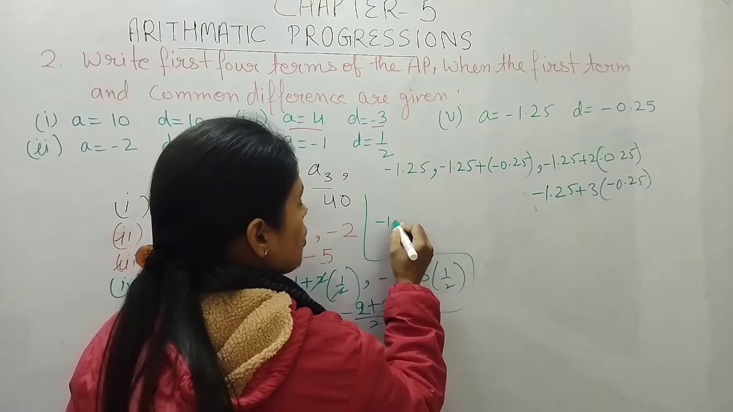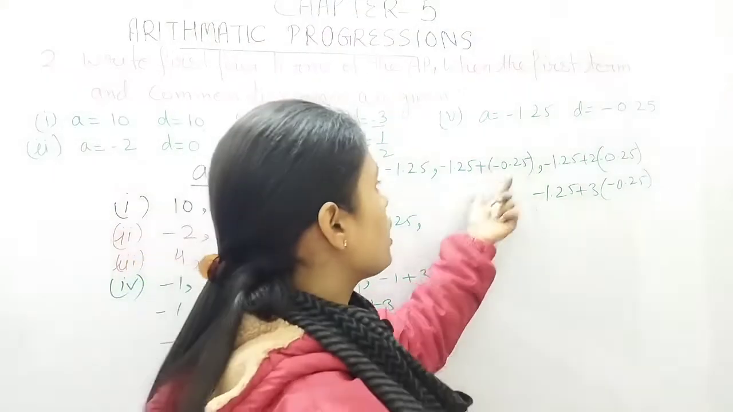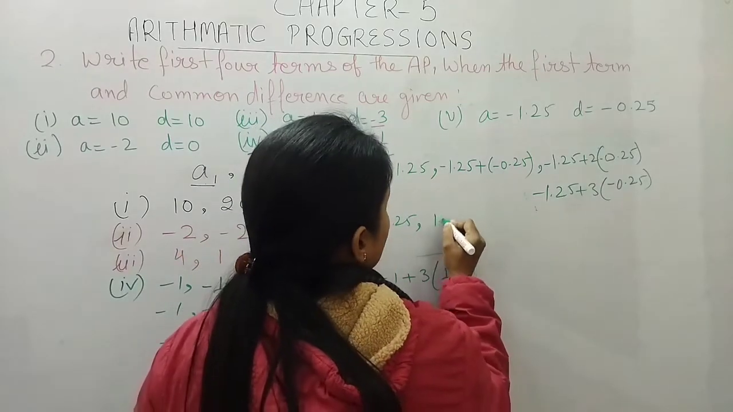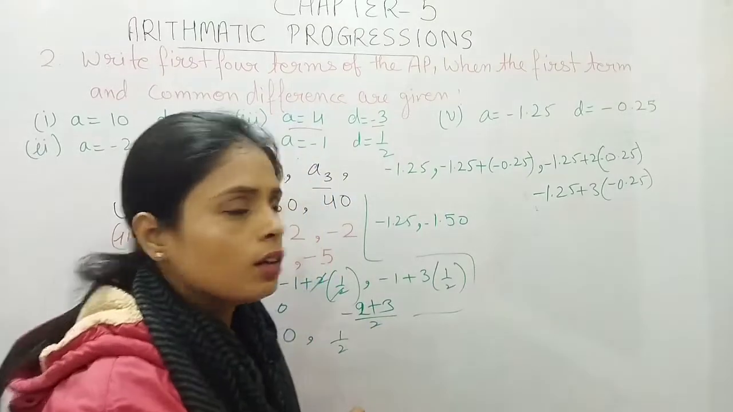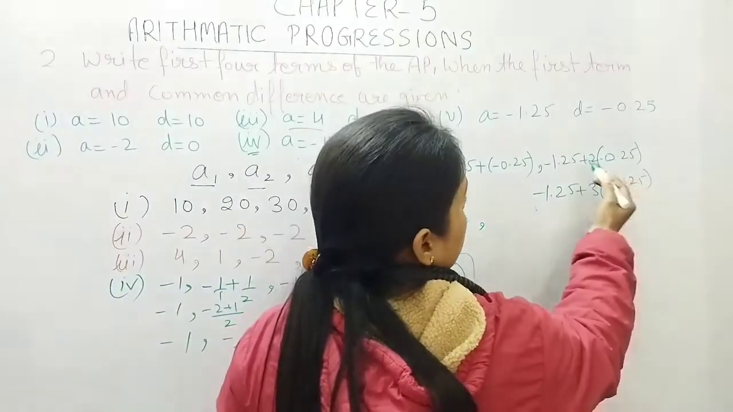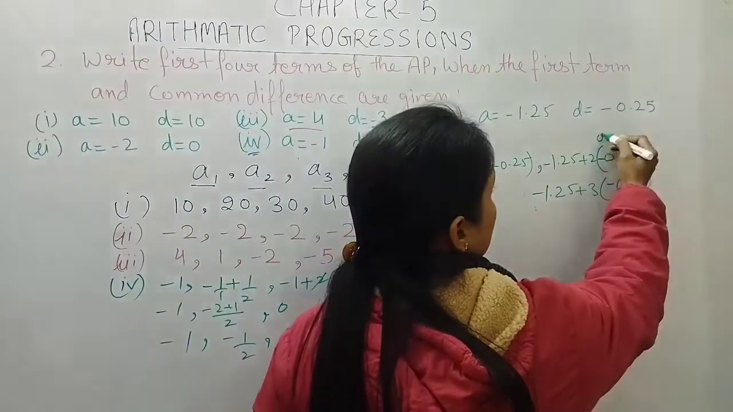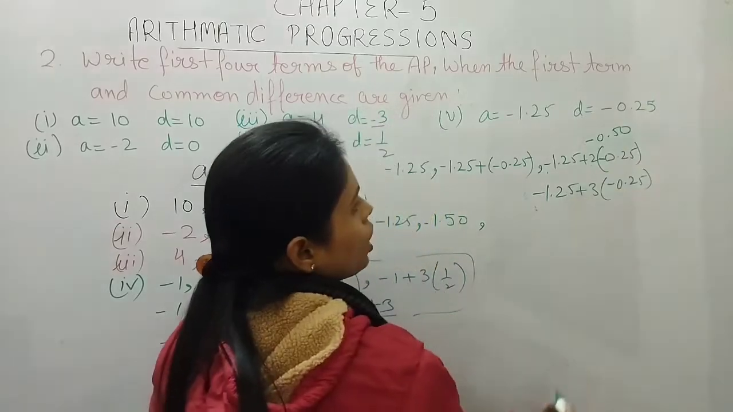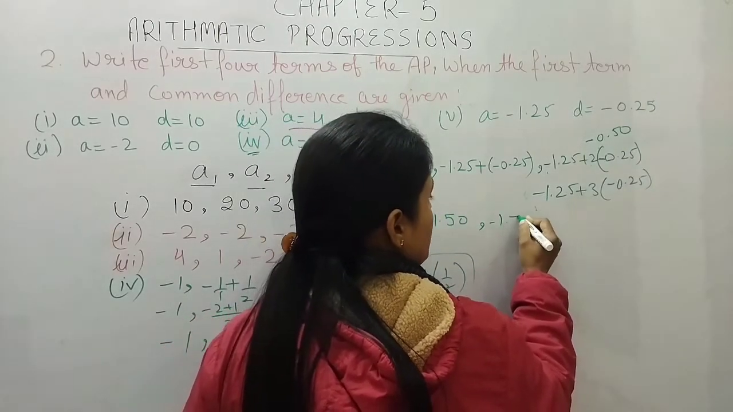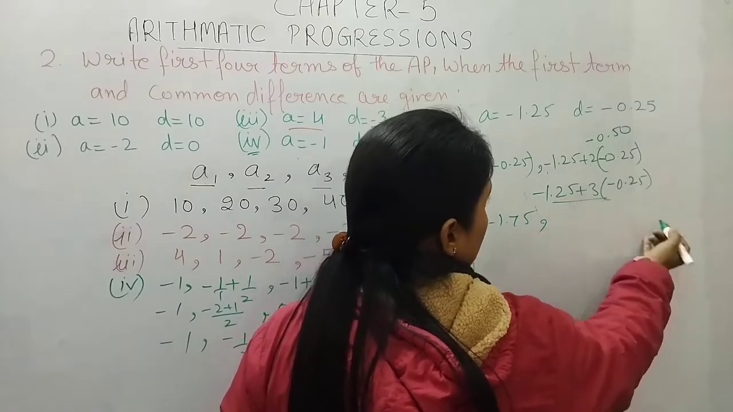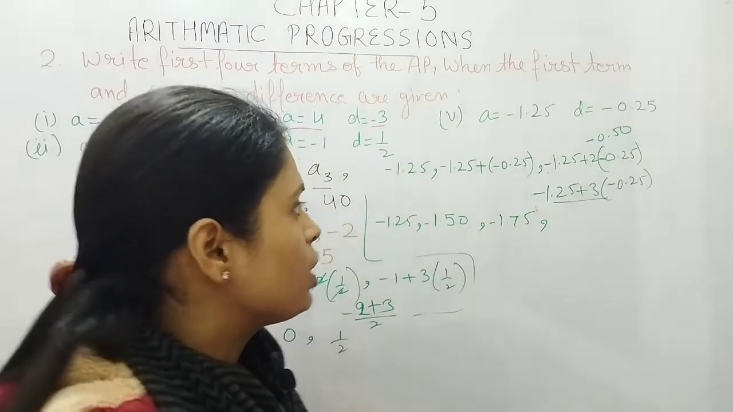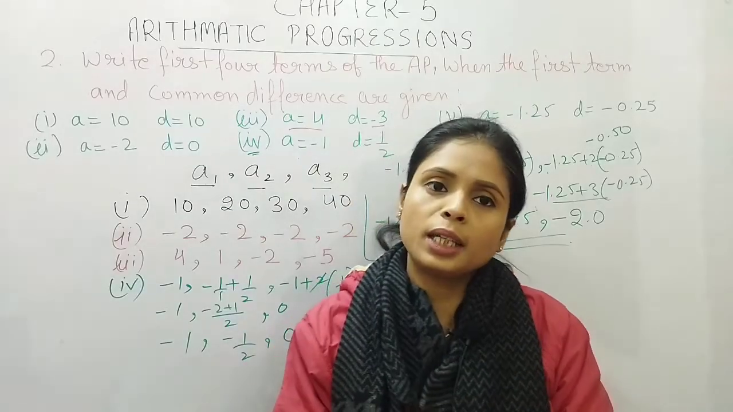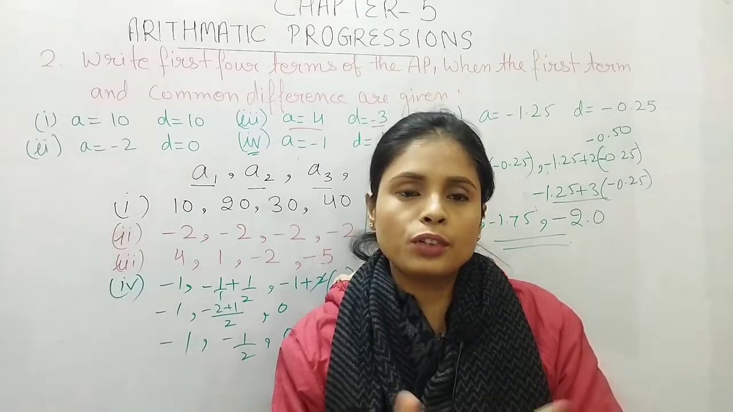The first term will remain the same. Here for the second, plus minus is minus, and then minus minus will be added together. So the value will come 1.50 with a minus sign. Okay. Now for the third term, the values will multiply, so it will be 0.50 with a minus sign, then minus minus is plus, so it will be minus 1.75. And for the fourth term it will be 0.75, then we will add, so minus 2.0 will come. This is how we can create an AP series with different values of A and D.